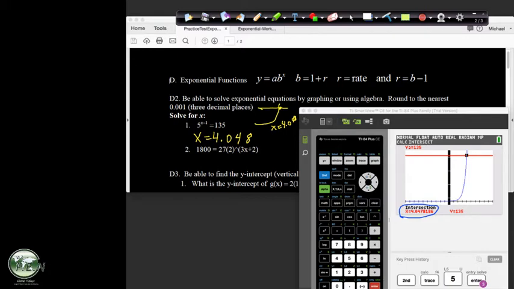The graph, my graph is different, but my answer is right. Okay, so probably your window's a little bit different, because if you change the window, it could be shorter, but as long as you can see the 135, as long as you put the equations in correctly, and you've got this intersection, it's fine. You got the same x value?